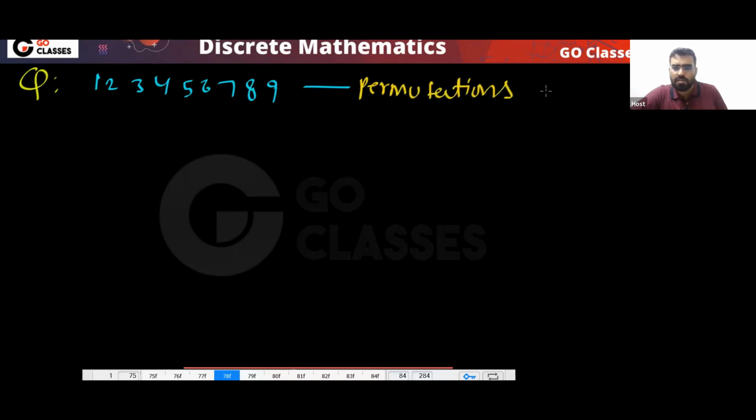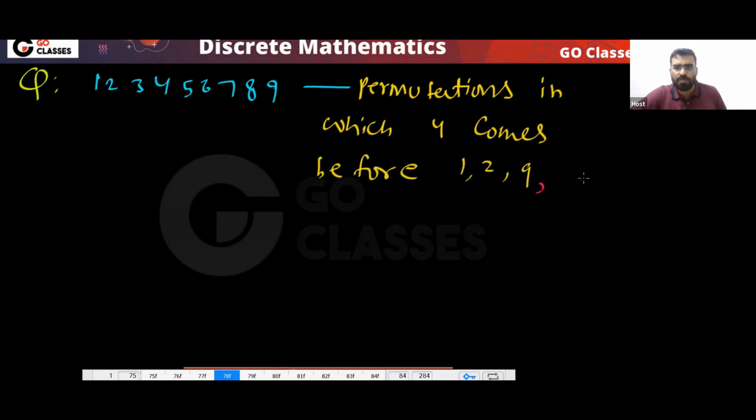Okay, so you have 1, 2, 3, 4, 5, 6, 7, 8, 9. I want permutations in which 4 comes before 1, 2, 9, 8. Okay, let's see this. This is what I want. I want permutations in which 4 comes before 1, 2, 9, 8. What will be the answer?